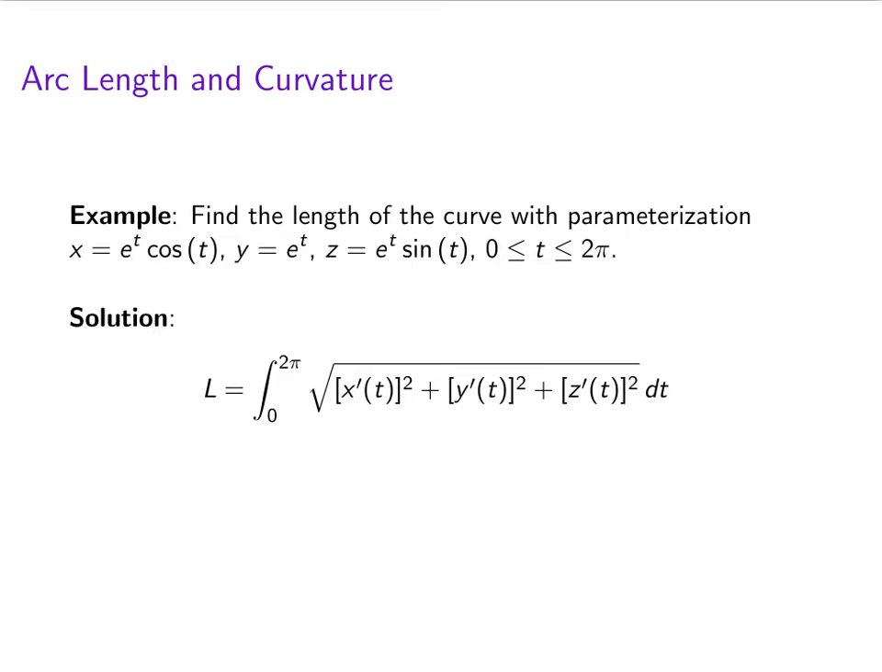So we have our formula for the arc length. It's the integral from 0 to 2 pi of the square root of x prime squared plus y prime squared plus z prime squared. Now we've got to compute all these derivatives.